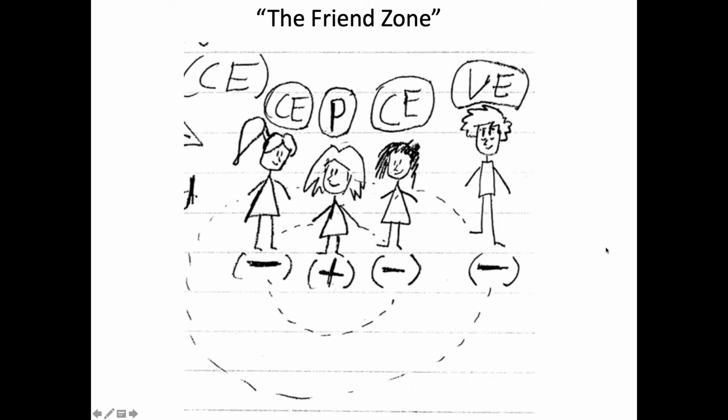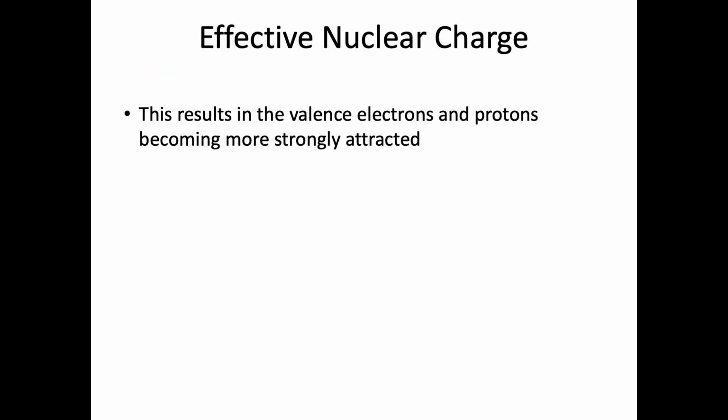They're in between. So the idea of effective nuclear charge is that as you move across a period on the periodic table from left to right, you're not adding any more of those evil core electrons. You're only adding more protons, so more positive attraction, and more good valence electrons. And that's why when you move from left to right on the periodic table, you will see that the attraction becomes stronger.